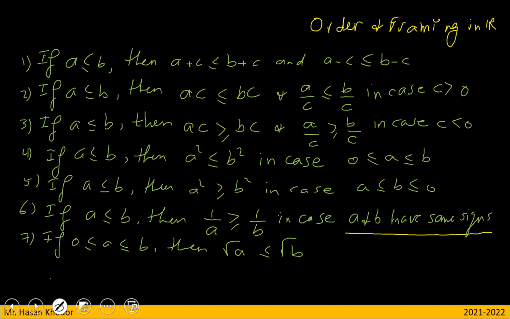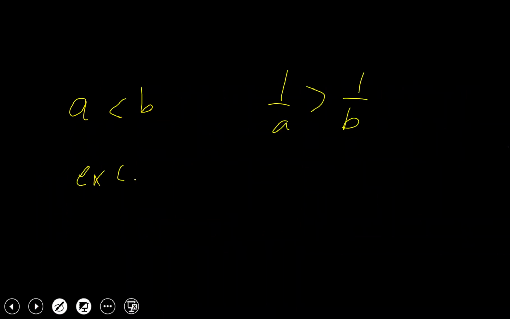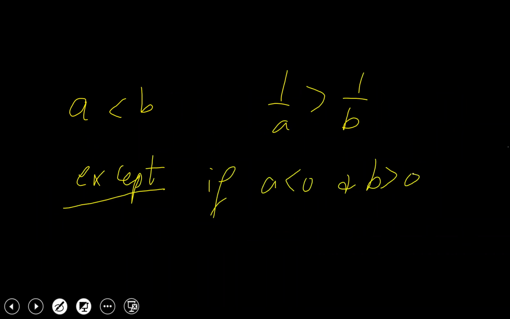But there is only one special case. Always, again, repeat one more time: always, if you have A less than B, 1 over A is greater than 1 over B. Always, except if A is negative and B is positive. Then in this case, we do not reverse. It stays the same.